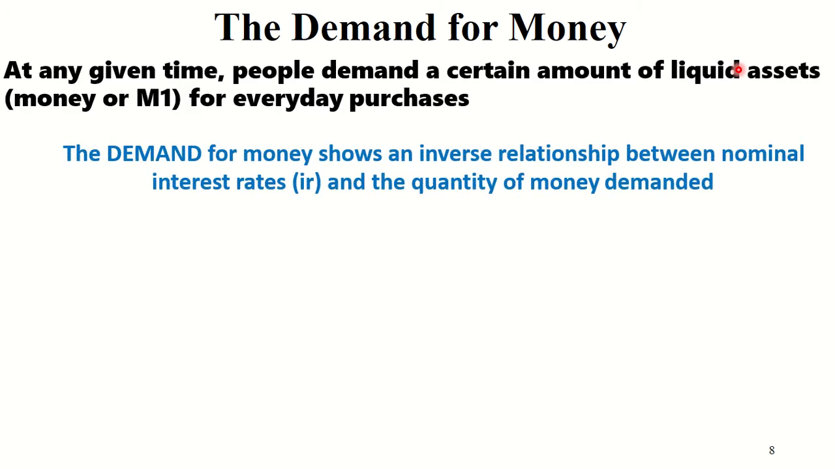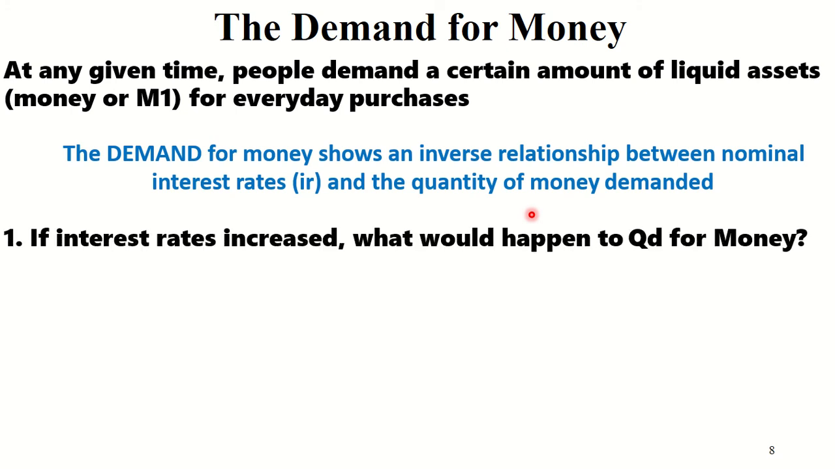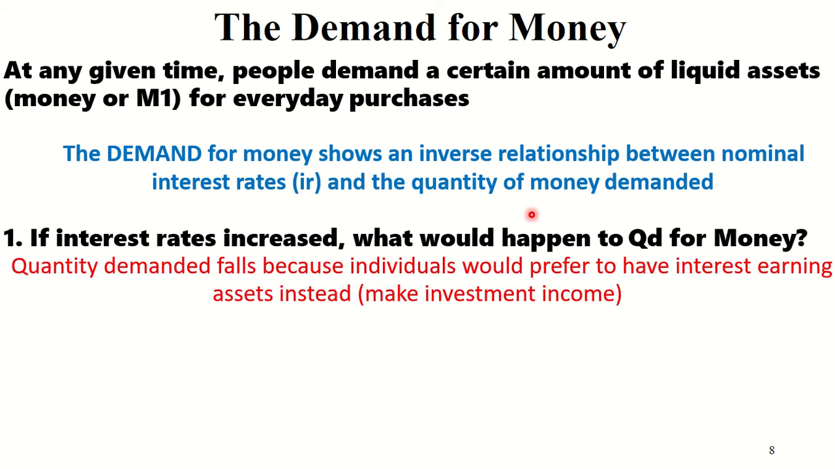The demand for money. At any given time, a certain amount of liquid assets, or M1, is needed for purchases. The demand for money shows an inverse relationship between nominal interest rates and the quantity of money demanded. So again, it's not the demand for money, it's the quantity demanded for money at a particular price, or in this case, in our model, the interest rate. So if interest rates increase, what would happen to the quantity demanded for money? Well, quantity demanded falls because individuals would prefer to have interest earning assets instead. So they're going to make investment income. They're going to save their money.